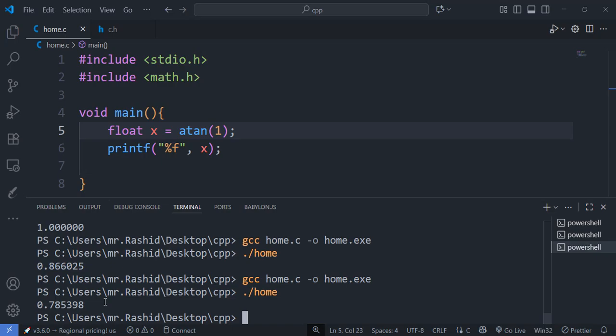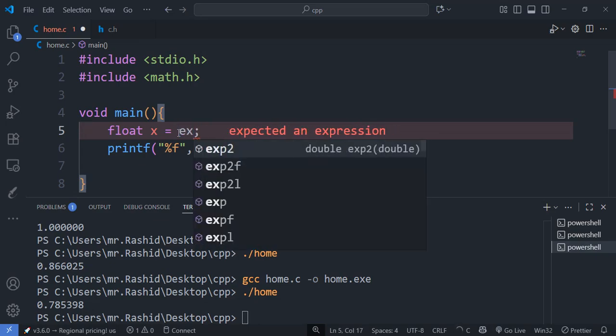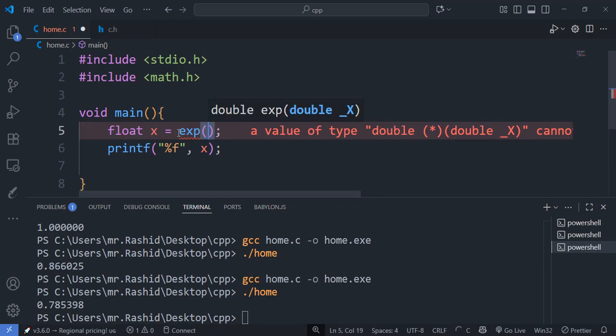For example, the log10 and even the exponential, the exp function. For instance, let us make all of them floats. So here we can use the exponential by just doing exp of x, and here we can provide a number.